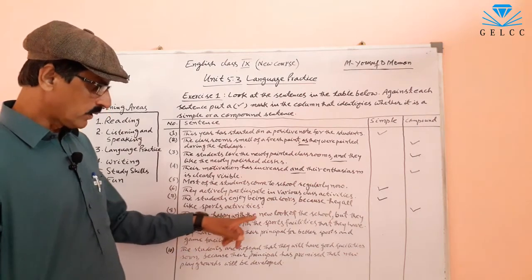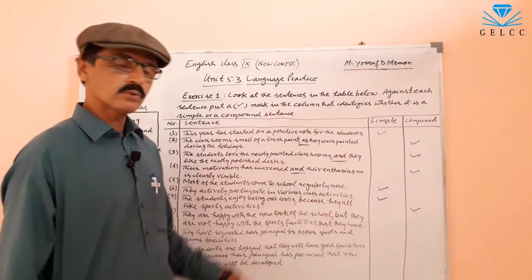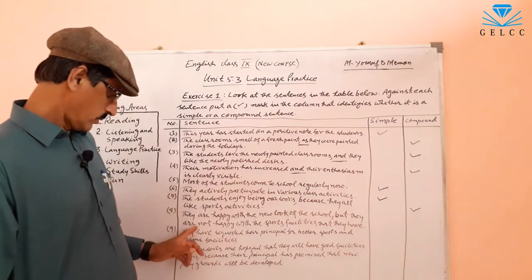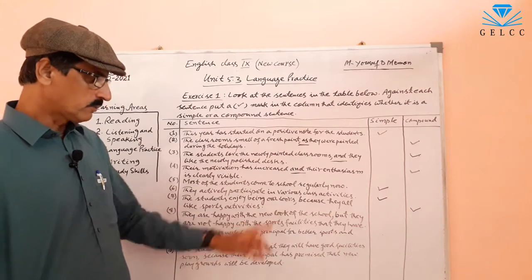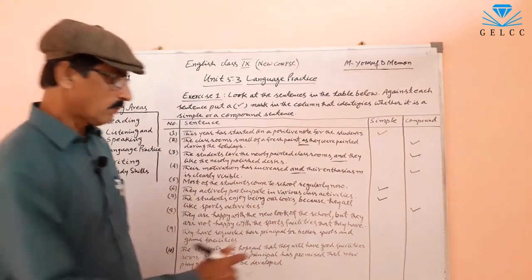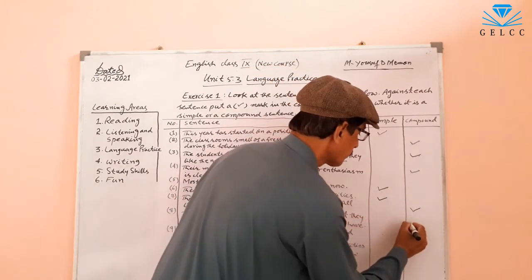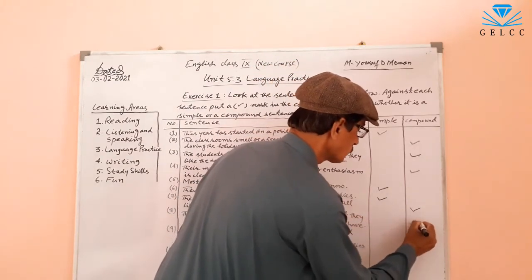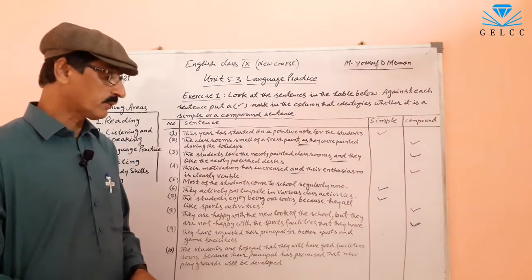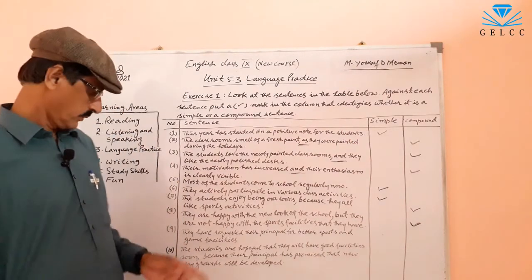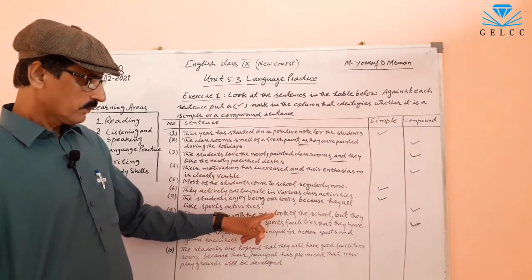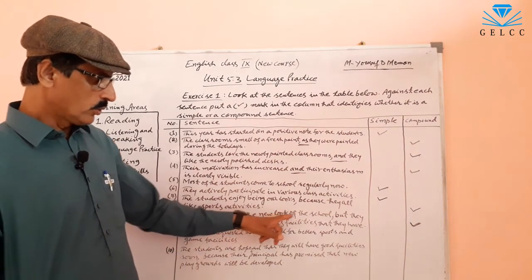They are happy with the new look of the school, comma, but they are not happy with the sports facilities that they have. It is a compound sentence. This compound sentence consists of 3 sentences, not 2. The first, they are happy with the new look of the school.